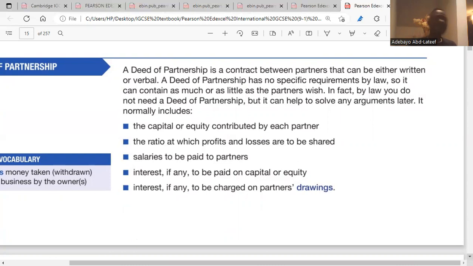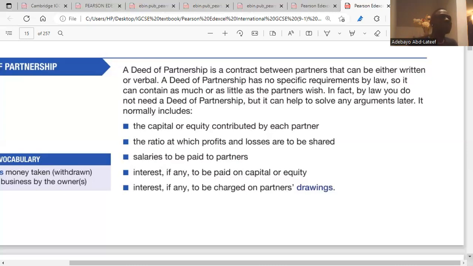It normally includes, so when we talk about a deed of partner, it's because we're talking about 2 to 20 people coming together to form a business with the aim of making profit. It is difficult when you don't have some rules that guide what you do, when you don't have some agreements on hand when you are starting it up. So it's because you're talking about humans who are dynamic in nature. We need to be guided. So for the partnership, they use the partnership deed as a guide for what they do.